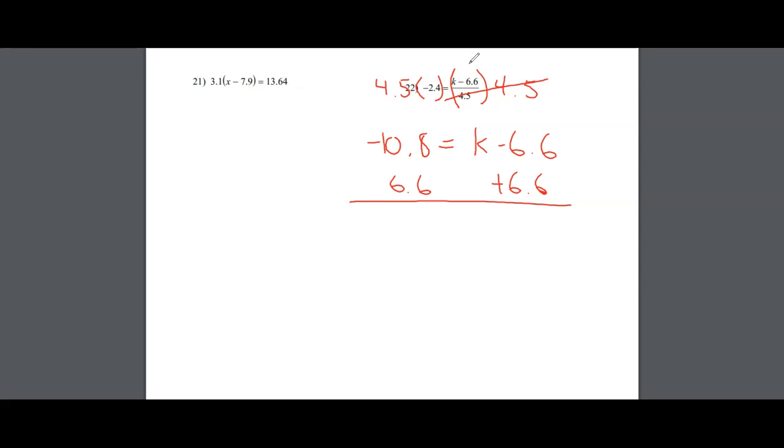Okay, and then I'm just going to add 6.6 to both sides. So that is going to give me k on the right-hand side, and that's going to give me negative 4.2 on the left-hand side. So again, same process, just different types of numbers we're working with. Let's see if we could do this problem in a different way and still get the same answer.